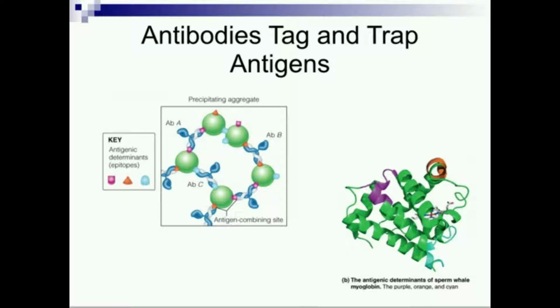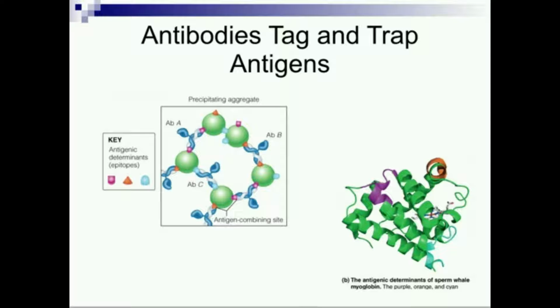So the key here is that antibodies tag and trap antigens. What does it mean to trap them? Well, number one, the antibodies bind antigens, and they do so very, very tightly and specifically. One important thing here is that if you have an antibody that's specific for, say, a bovine casein protein, that antibody will only bind bovine casein protein.